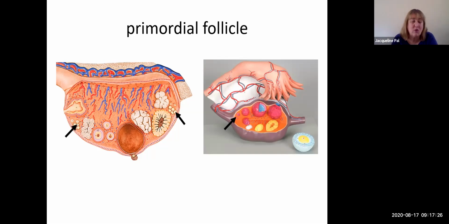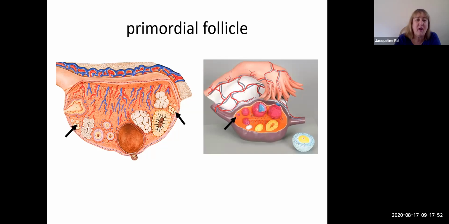Then every month, somewhere between half a dozen and a dozen start the pathway. They don't get through the pathway in that cycle, so they continue on, and this is why we have follicles in all stages of development at all times, because sometimes it takes them 2 months and sometimes 3 months. Usually every month only one completes the cycle and the others die out partway through.